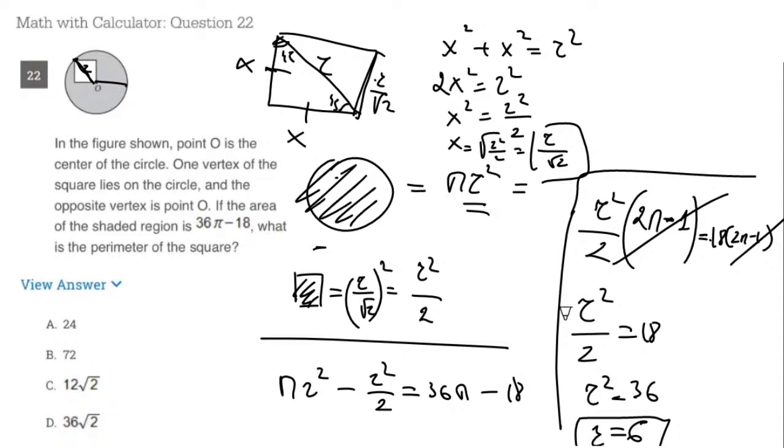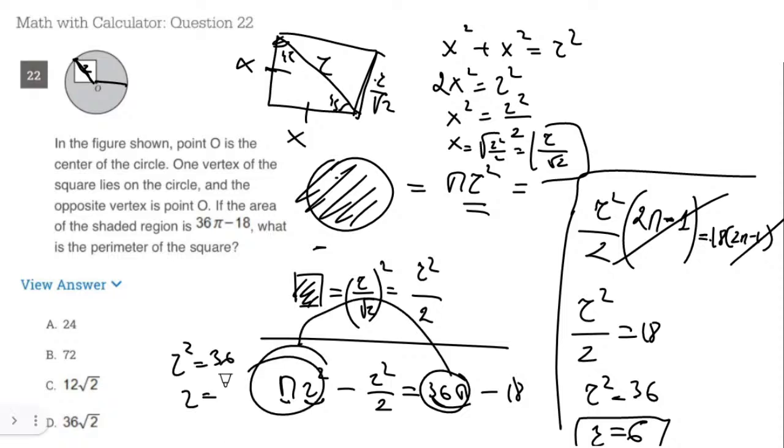What was the faster way is here. Look, r squared with pi. So this is pi, so it means that this is actually this one. So logically, r squared is 36. R is 6. And I check it here. R squared 36 over 2 is 18. So I found r. What they ask us is the perimeter.